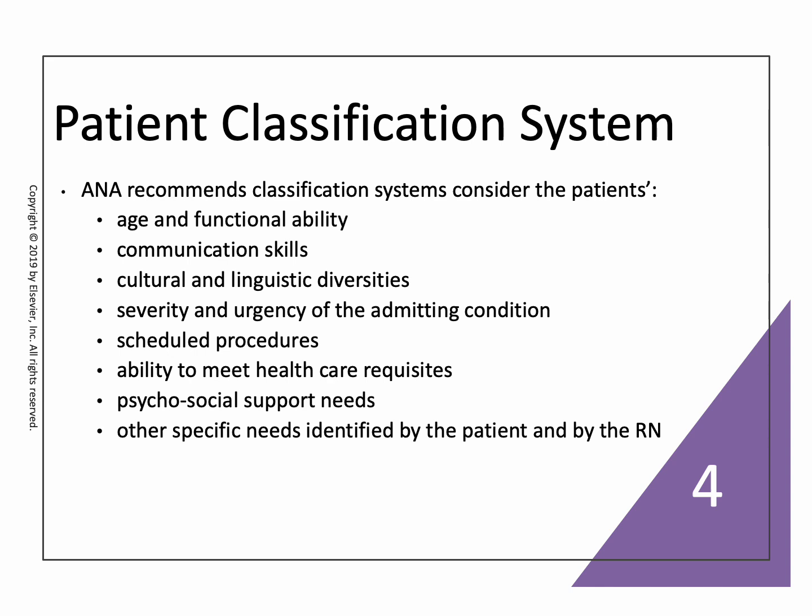The American Nurses Association, or ANA, recommends that patient classification systems take into account factors such as the patient's age, functional ability, communication skills, cultural and linguistic diversity, severity and urgency of their condition, if there are any scheduled procedures, and the ability to meet healthcare needs, psychosocial support requirements, and other specific needs identified by both the patient and the RN. As the charge nurse, it is important to assign patients based on acuity, ensuring no single nurse is overwhelmed with all the acutely ill or high demand patients.